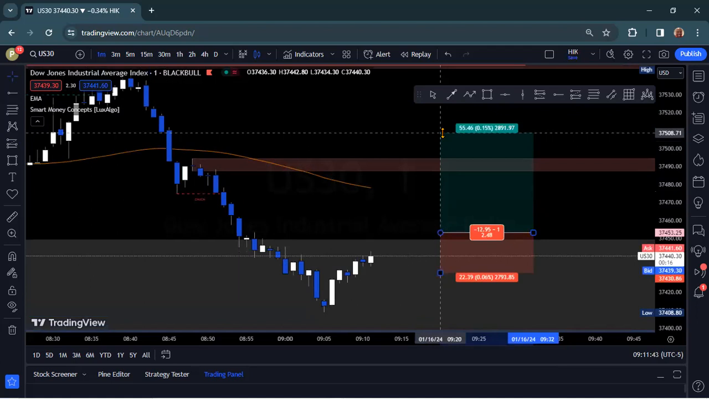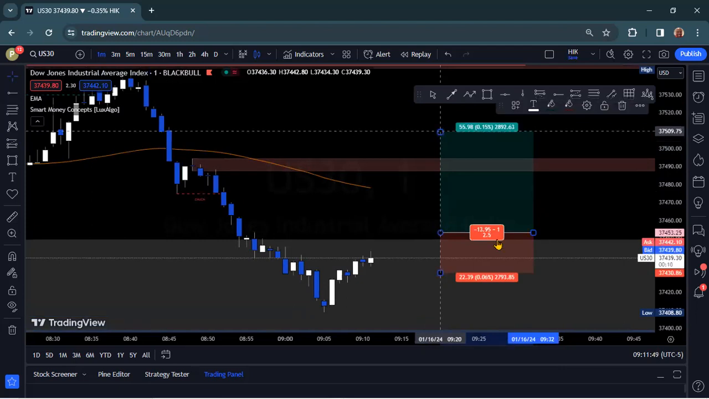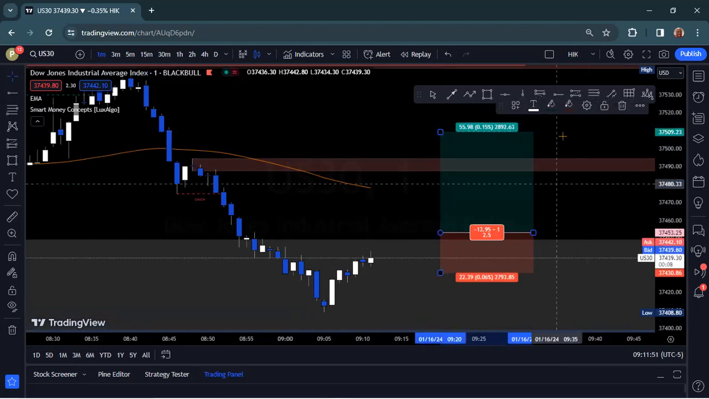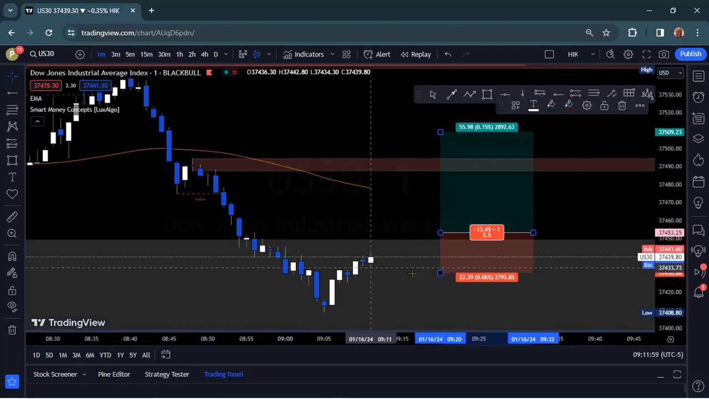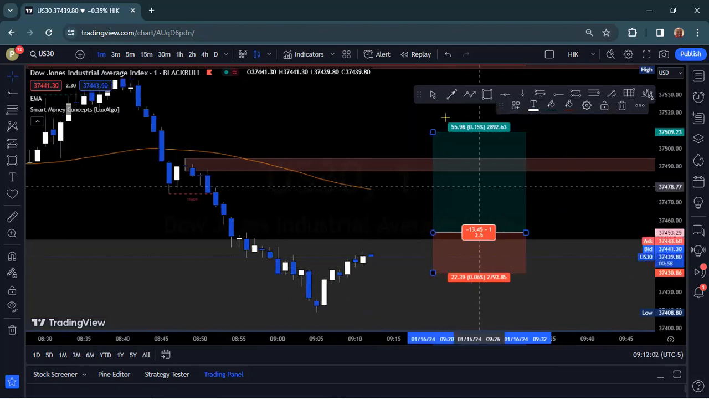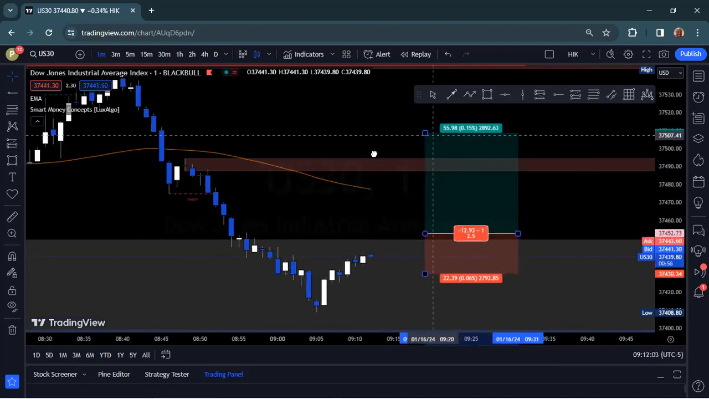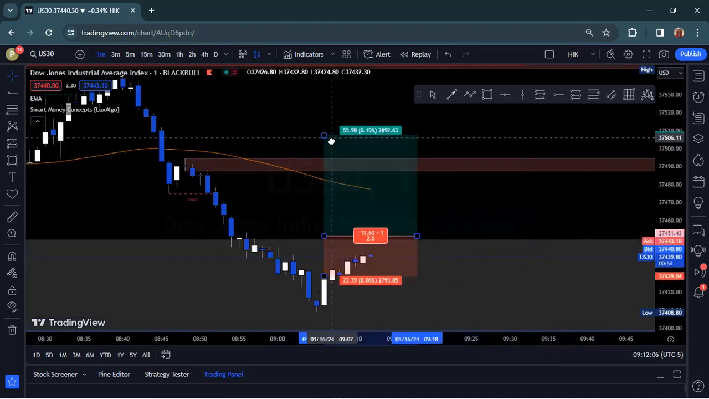Trying to get exactly at 1 to 2.5, it's really tough. All right, so there it is. And that's all you really need to do. Trade based on these parameters, a 1 to 2.5 when you put in your buy order. Simple as that.